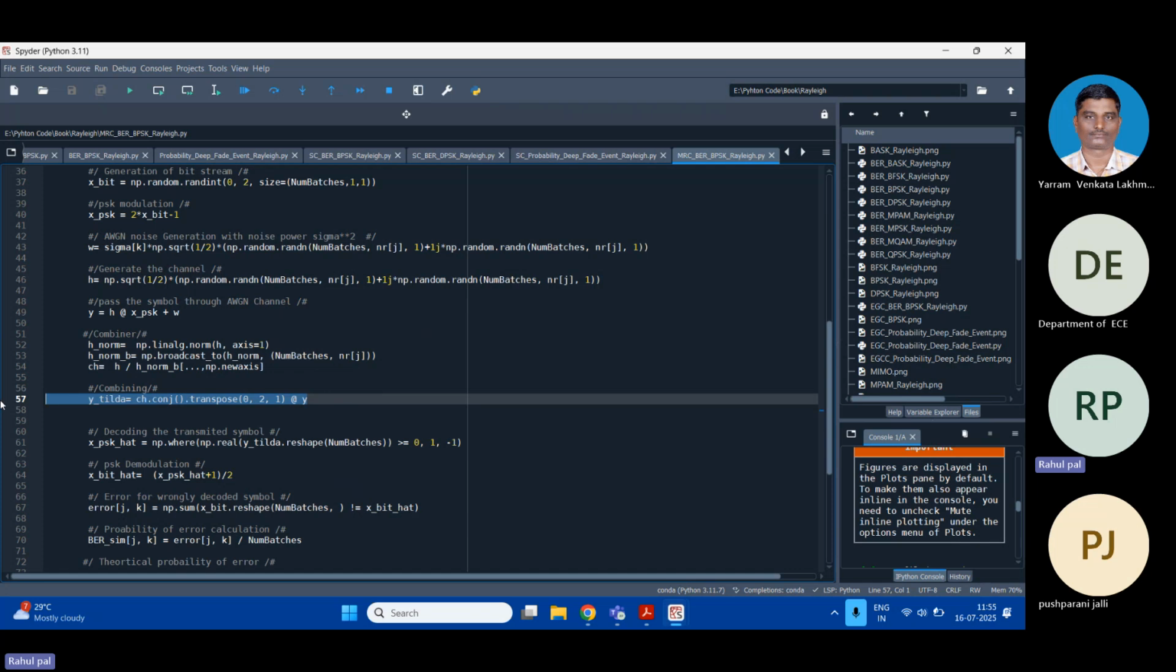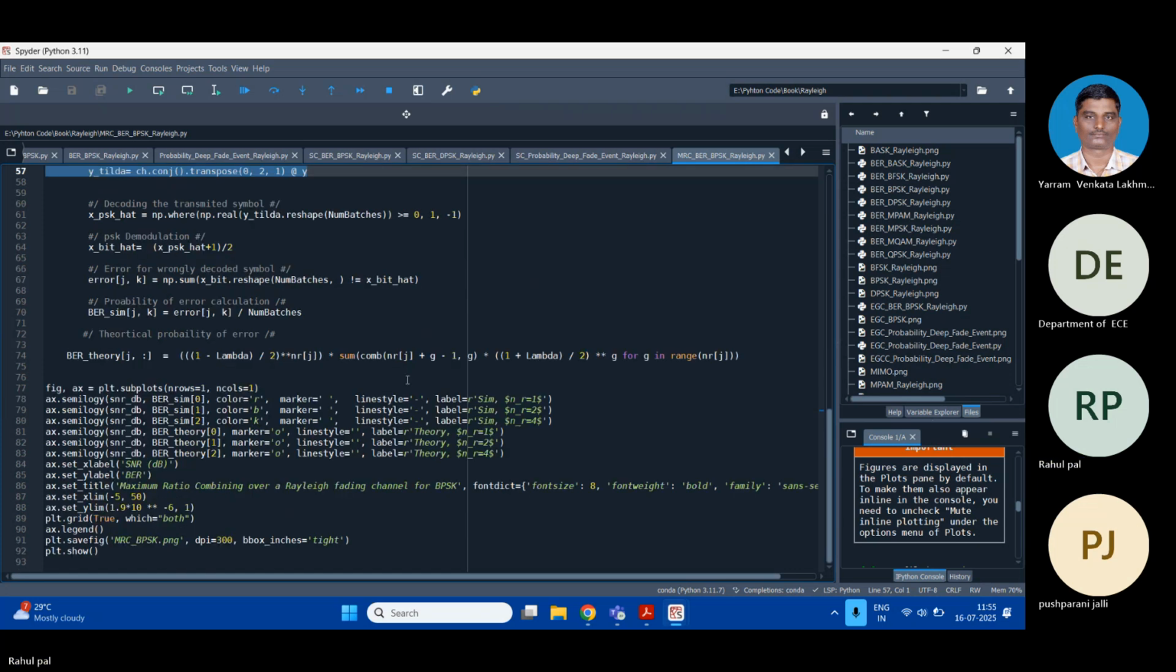Now in this process we will annotate, like we did for the Rayleigh fading channel, and we can compute the probability of error. At this last line you can see it is written theoretical probability of error. We have integrated the simulation result, because otherwise we cannot say whether the simulation result is correct or wrong. To validate the simulation result, we have to implement the theoretical expression.